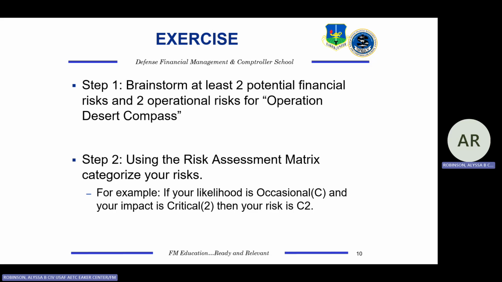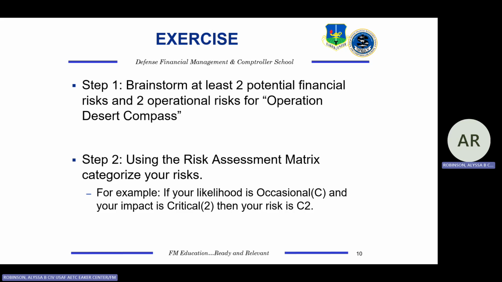So here is your task that I'm going to give you. Please take the next 10 to 15 minutes and brainstorm at least 2 potential financial risks and 2 operational risks for Operation Desert Compass. I would also like you to use the risk assessment matrix in order to categorize these risks.